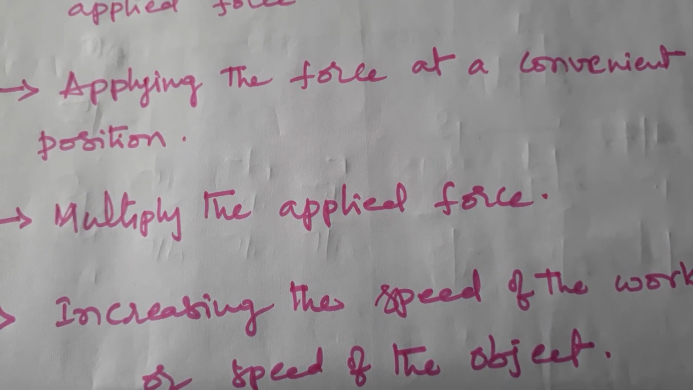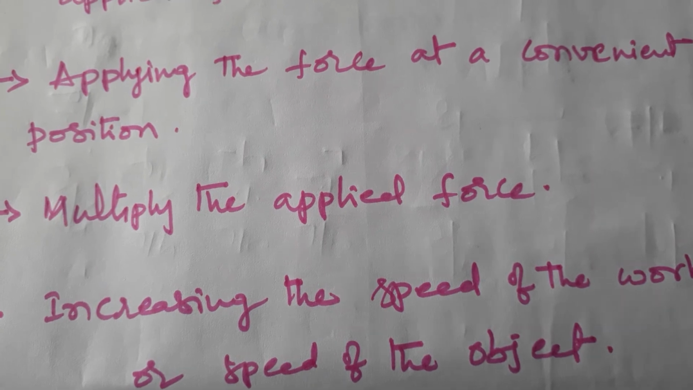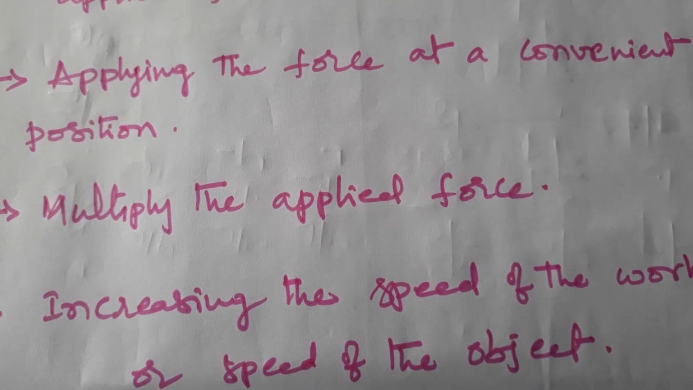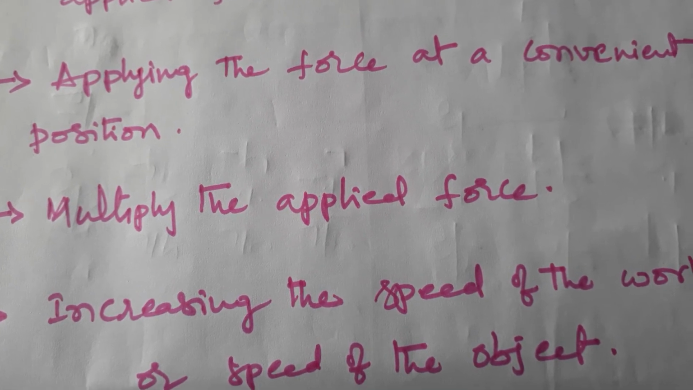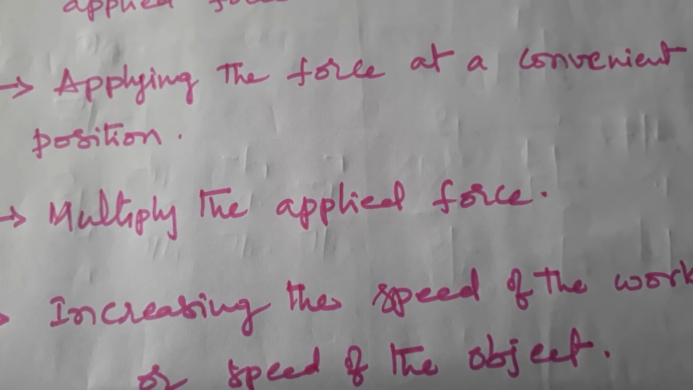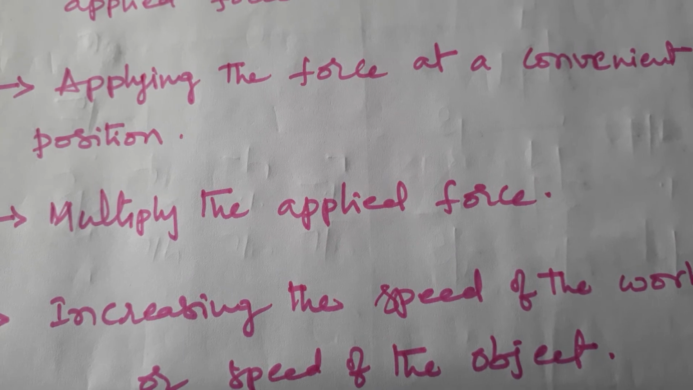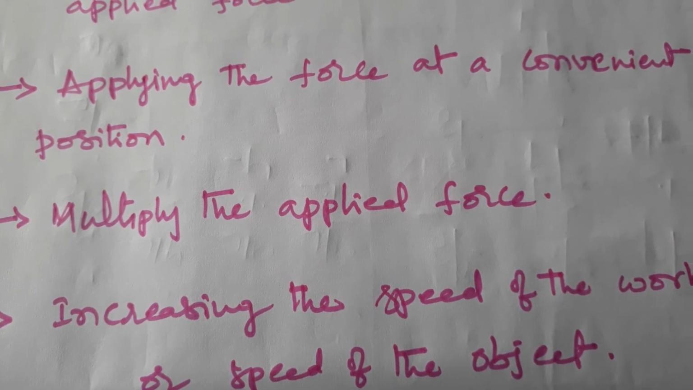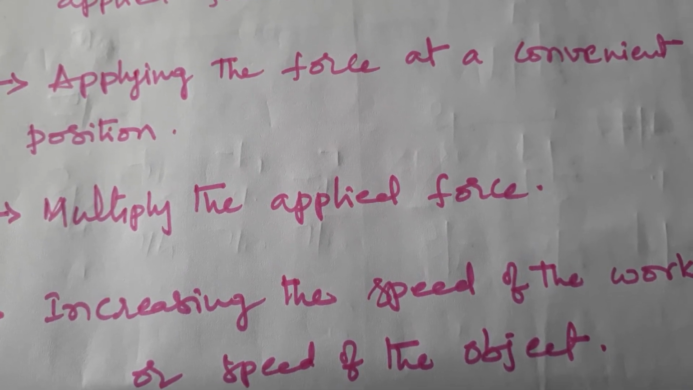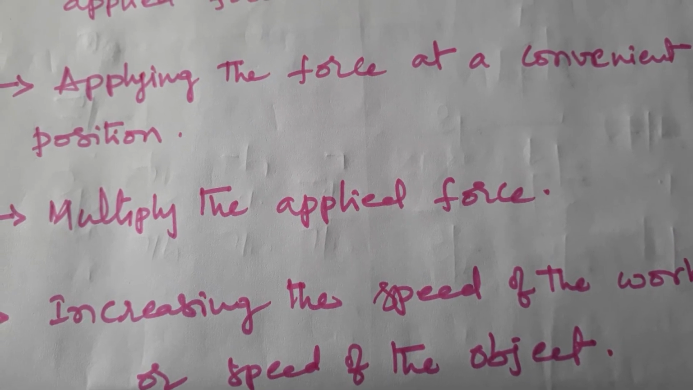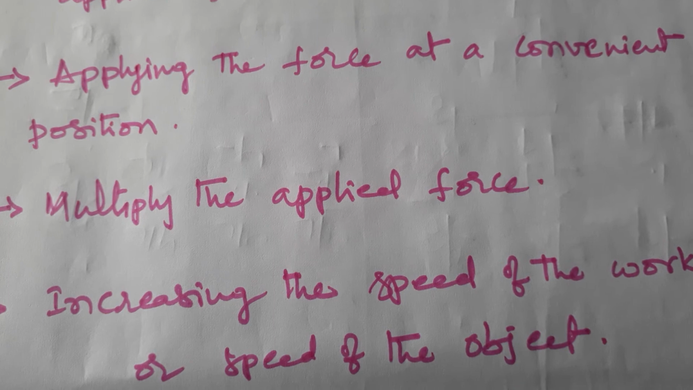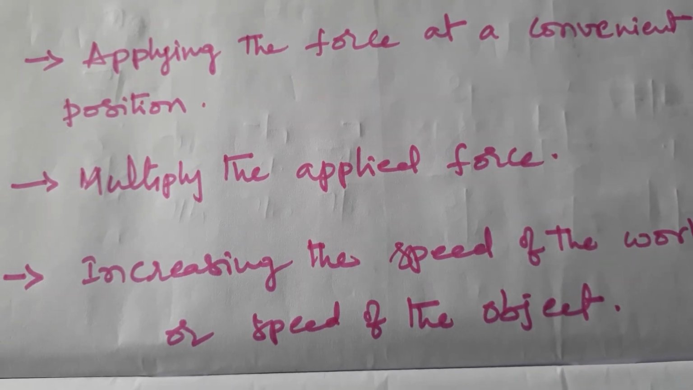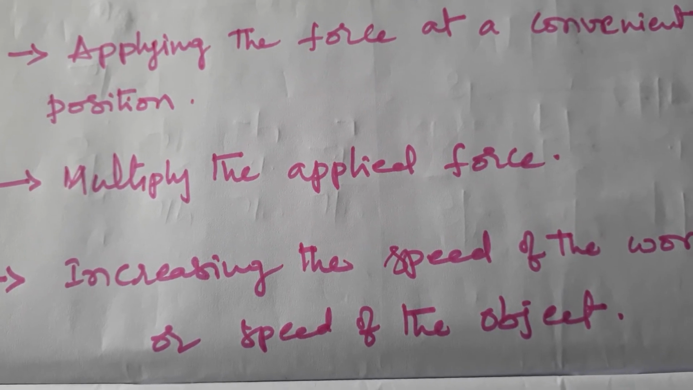But the force is applied by us only. If you directly apply force on the car, we cannot lift it. But by using a machine like a jack, it is easy to lift the car. Here, what happened? The jack helps us multiply our force. By that we can make our work easier. That is called multiplying the applied force.